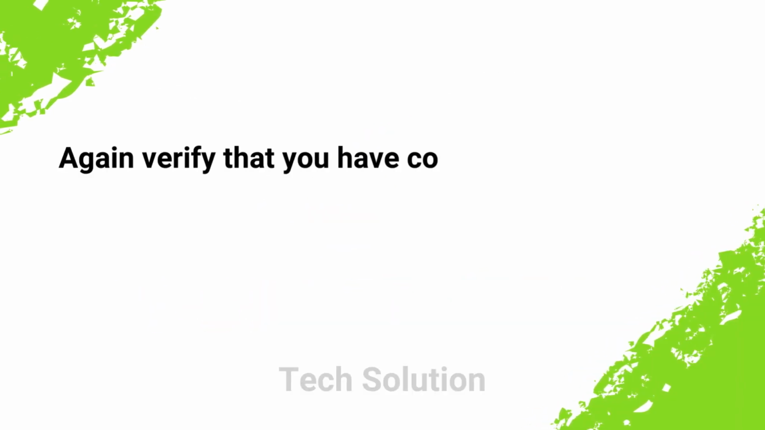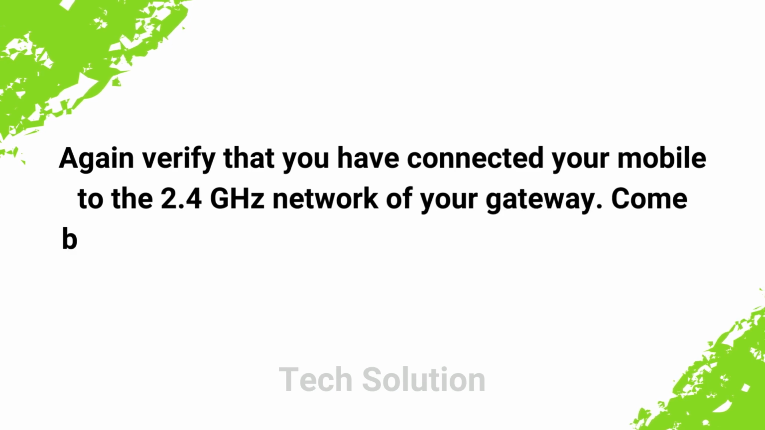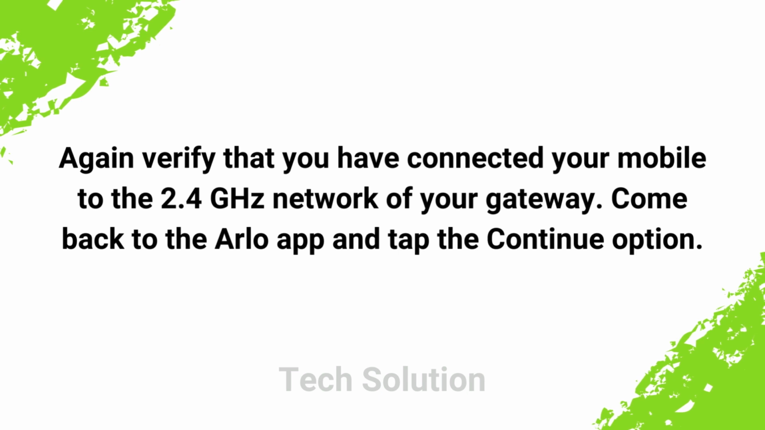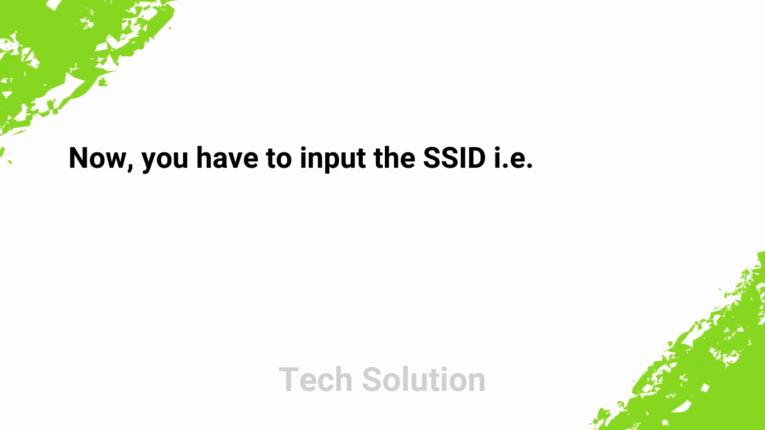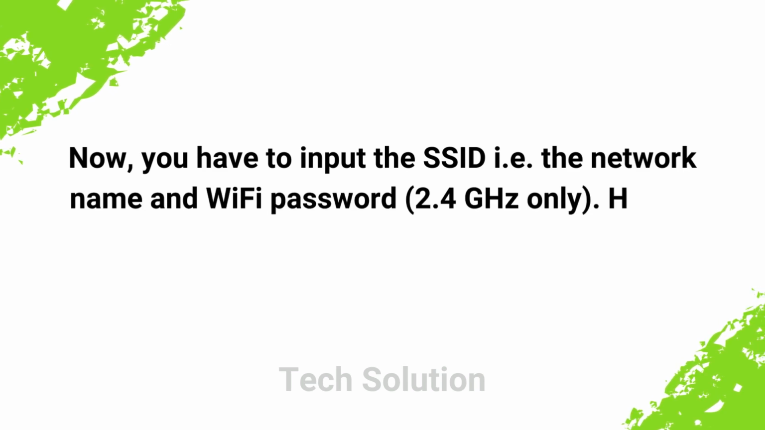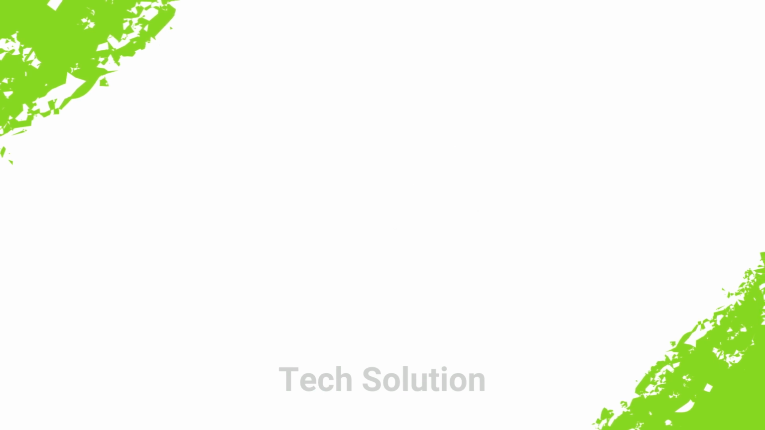Again, verify that you have connected your mobile to the 2.4 GHz network of your gateway. Come back to the Arlo app and tap the Continue option. Now, you have to input the SSID, i.e. the network name and Wi-Fi password, 2.4 GHz only. Hit the Continue button again.